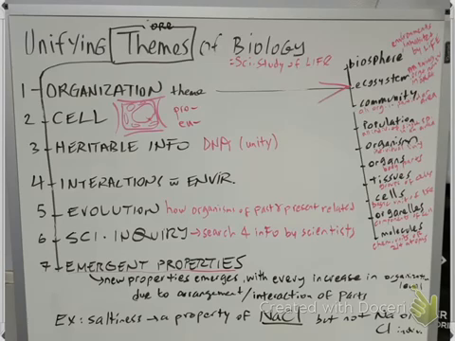Now, let's talk about the organizational theme a little further. So, what is each of these items in organizational theme? Biosphere is the environment inhabited by life. The next, ecosystem, is all living organisms and non-living organisms together in an area. And community is all organisms in a particular area.